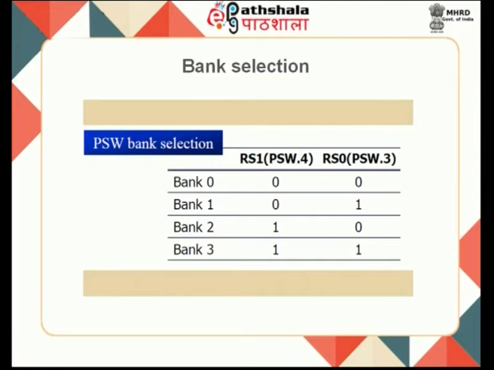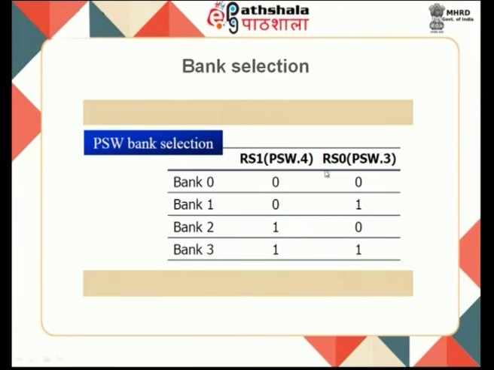Now, when I am looking at bank selection, as I told you, in your program status word there are 2 bits, RS0 and RS1. I can tell you PSW.3 and PSW.4. This 3 and 4 is telling you about the bit number. PSW is the program status word. So, these 2 positions combine together to tell you about your bank selection. If it is bank 0, I can say that 00 is placed over there. So, 01, 10 and 11 indicate where I will be storing my registers.